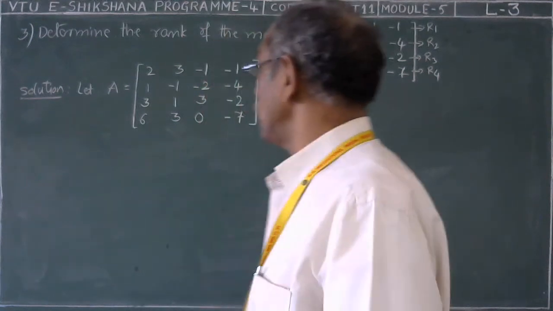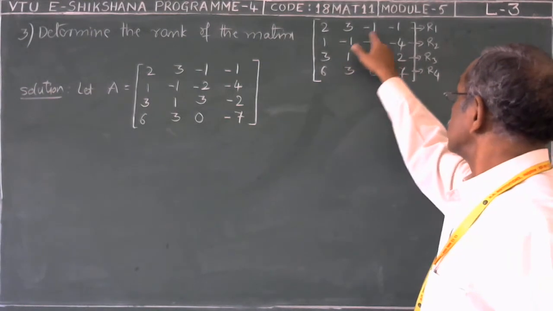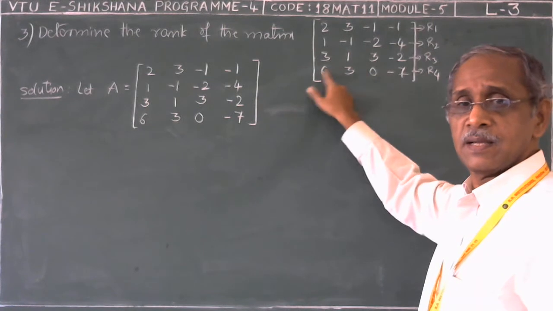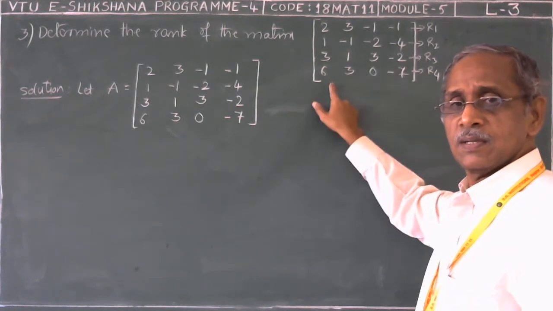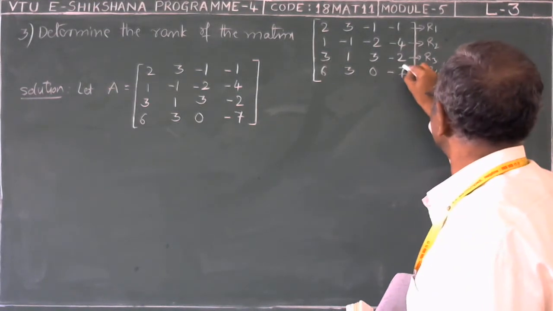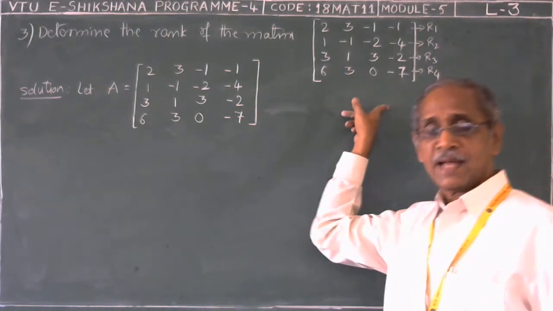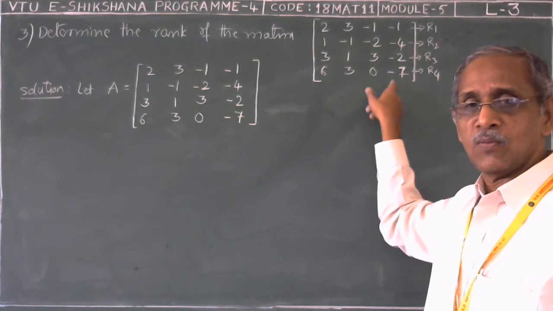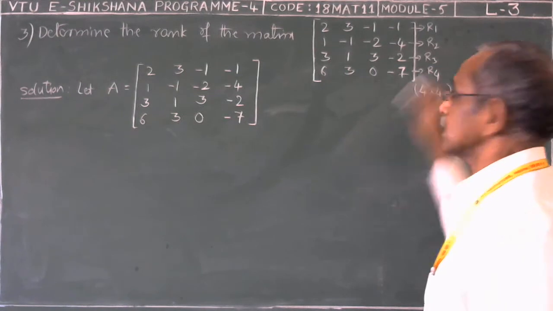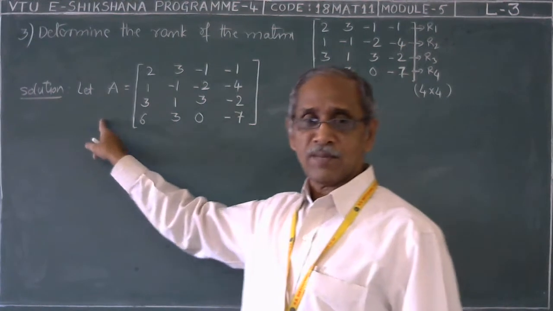So consider the example: determining the rank of the matrix 2, 3, minus 1, minus 1; 1, minus 1, minus 2, minus 4; 3, 1, 3, minus 2; 6, 3, 0, minus 7, minus 7. So this is a 4 by 4 matrix, with 4 rows and 4 columns, so we can easily guess its rank is less than or equal to 4. Let me call this the matrix A.